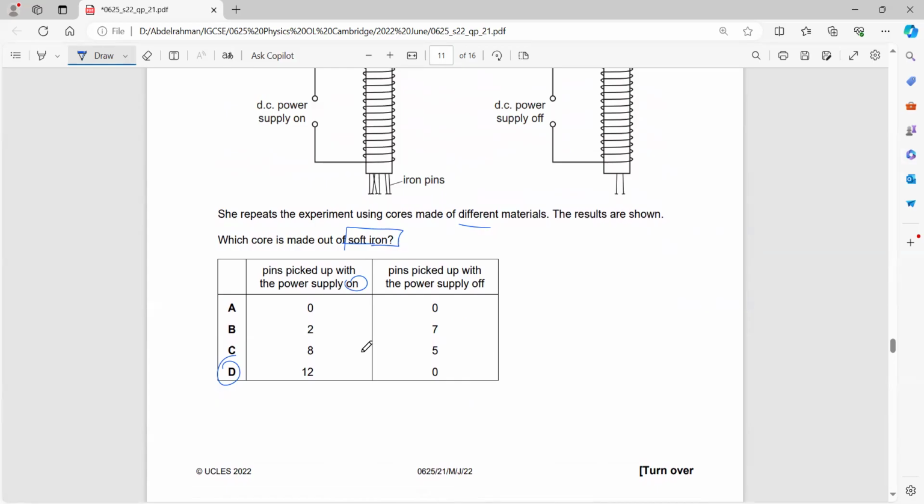So steel could be C. In any case, B would be wrong. A could be, for example, a copper or an aluminum or whatever non-magnetic material.